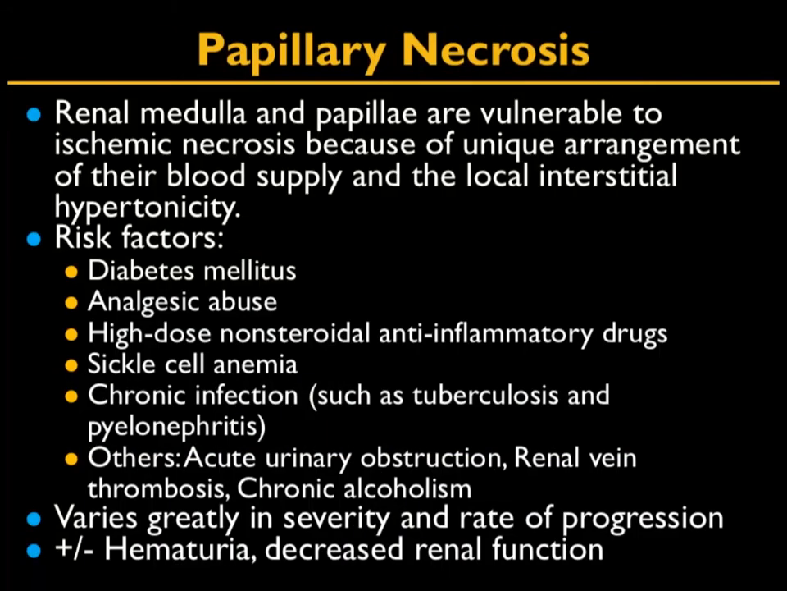Now, when you're looking at the calyces, one thing you always need to look for is papillary necrosis. The renal medulla and papilla are vulnerable to ischemic changes because of the unique arrangement of their blood supply and the local interstitial hypertonicity. Risk factors: we think about diabetes, analgesic abuse, high-dose nonsteroidal anti-inflammatory drugs. Sickle cell is very classic, chronic infection like with TB, and there are other causes as well. Now, the severity, extent, and progression will be very variable. Sometimes patients present with hematuria, but not always.